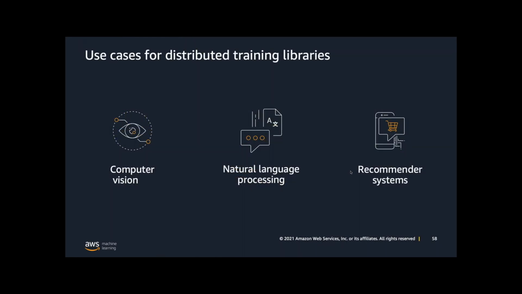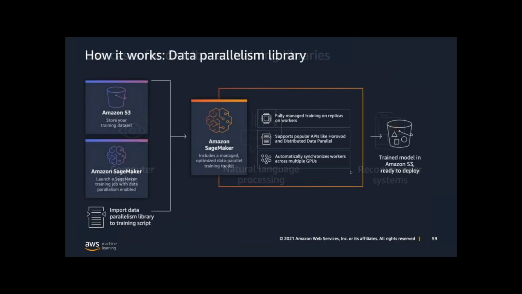So, what are the use cases for distributed training libraries? Computer vision, NLP, recommender systems, right? And here are the things, just so you know. When it comes to the data parallelism library, what happens when working with SageMaker? The process is very simple and straightforward.